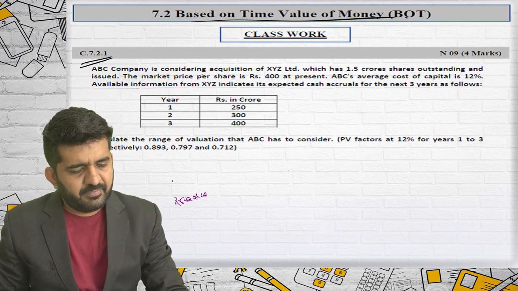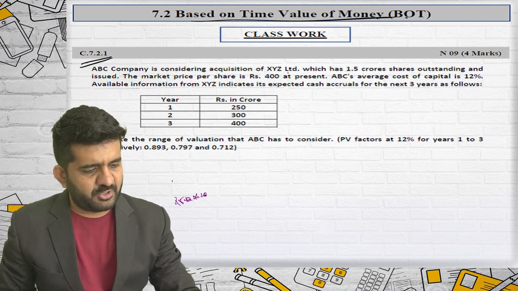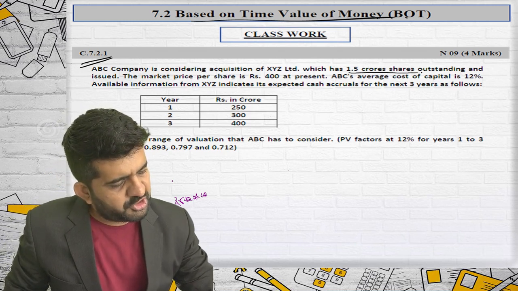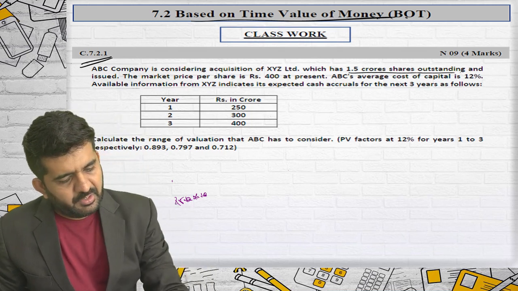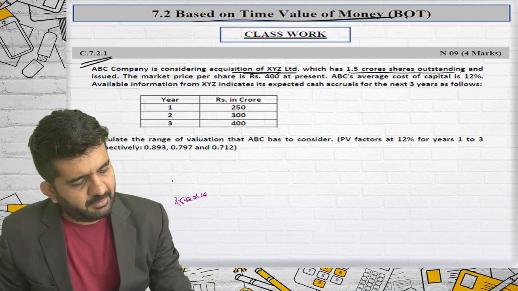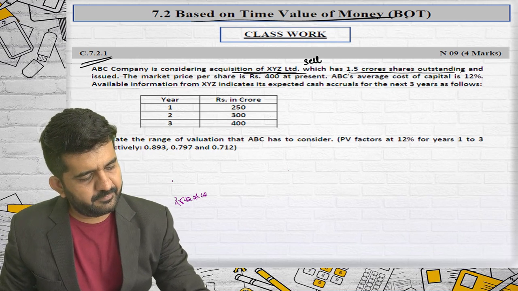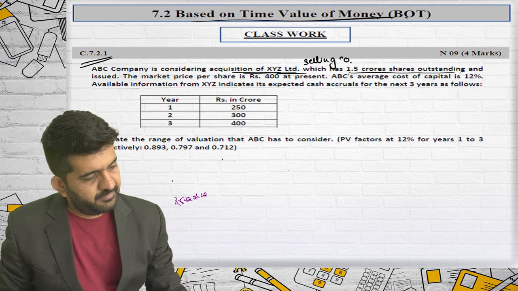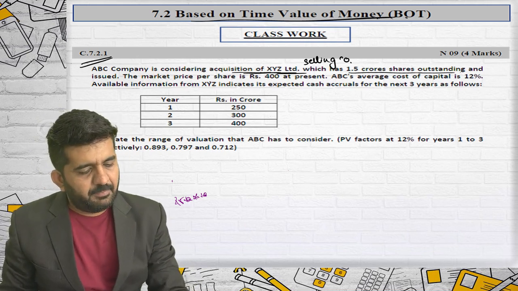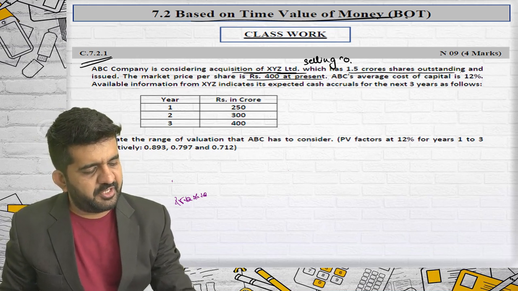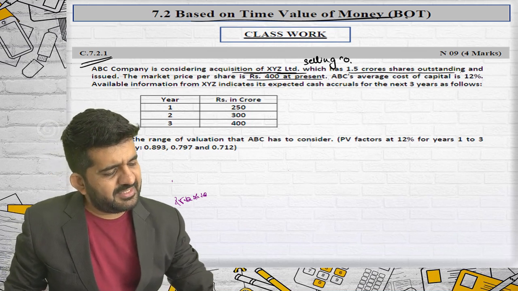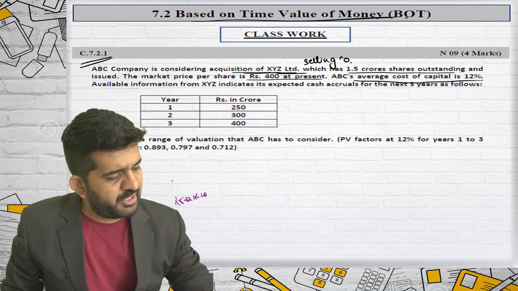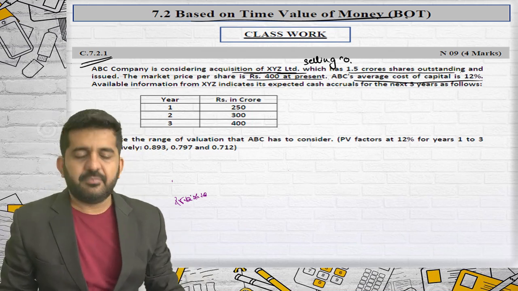ABC company is considering acquisition of XYZ Limited, which has 1.5 crore shares outstanding. So this is a detail about the selling company. Outstanding and issued. The market price per share is rupees 400 at present. ABC is a purchasing company. Their average cost of capital is 12%.